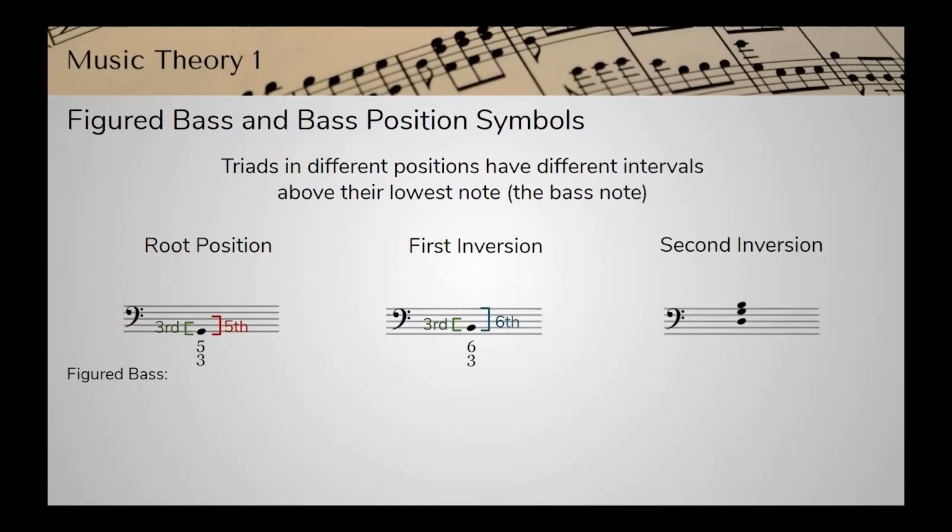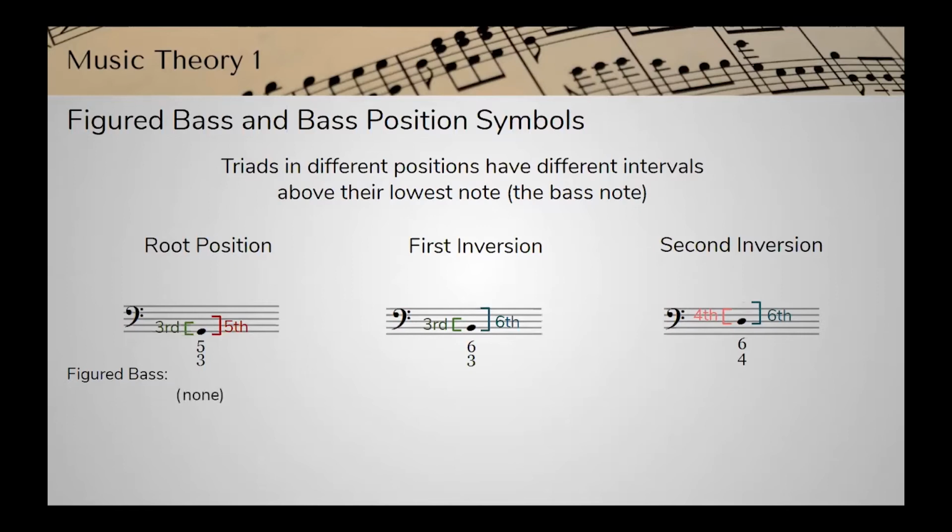Same with second inversion. Second inversion has a fourth above the bass note. It also has a sixth above the bass note. So we can use the numbers 6, 4 underneath a note to indicate that something is in second inversion. And so we use the number 6, 4 to stand for a second inversion triad.